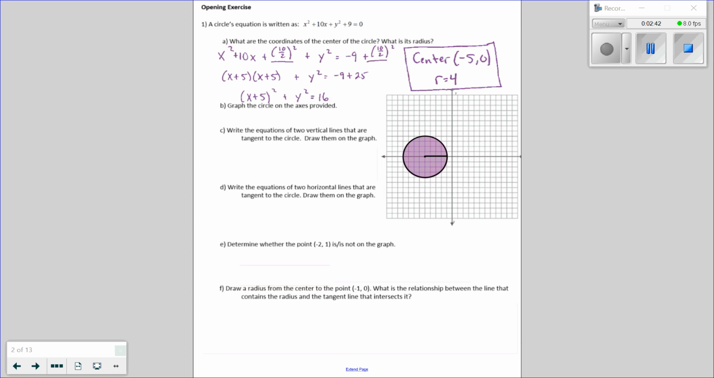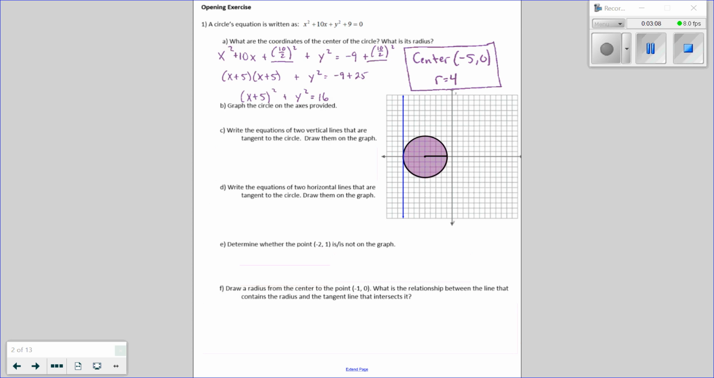Then it says write the equations of two vertical lines that are tangent to the circle. Draw them on the graph. So vertical line means it's going to go straight up and down. That's what vertical means. And if it's tangent to the graph, that means it will only touch the graph at one point. So if they're going to be vertical, the lines that we're drawing will be on the left side and right side of our circle.